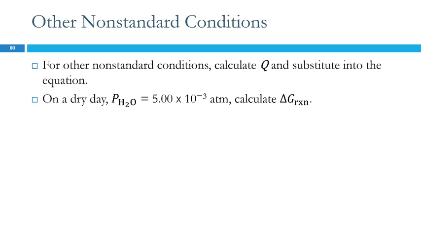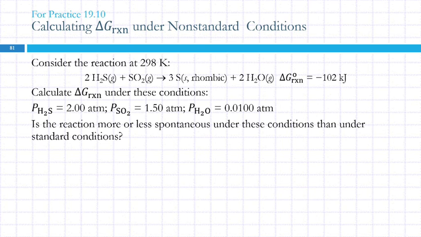So for other non-standard conditions, you're just going to calculate Q and substitute it into the equation. This one's boring. I'm not going to do that one. Let's do this one. It's more interesting. So here we have this chemical reaction, 298K, calculate delta G. We're given the standard free energy change, and we're given the partial pressures of the gases, because these two are gases. The S is a solid, right? So we have to calculate Q.